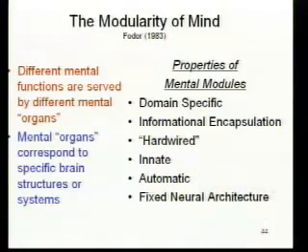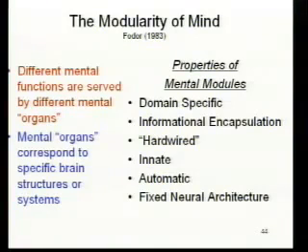most important for our purposes, Fodor suggested that each of these mental modules was associated with a fixed neural architecture, meaning each of these mental modules was associated with a particular locus in the brain, a particular piece of the brain performed each one of these functions.